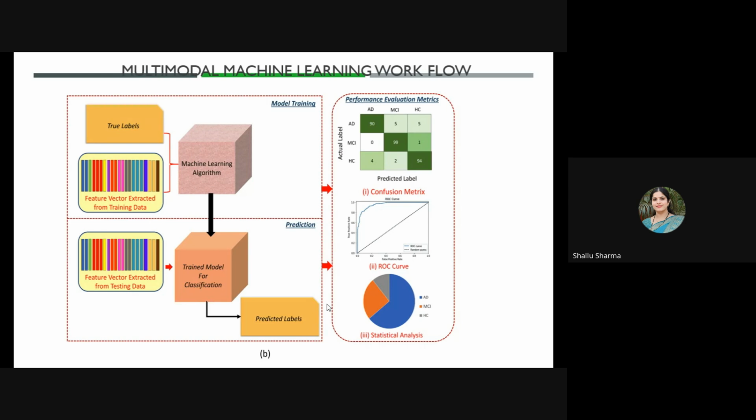The confusion matrix is basically a matrix that gives information about how many samples are truly classified and how many samples are misclassified. So this is a matrix which gives you information related to accuracy, precision, sensitivity, and F1 score, the information related to the performance of the developed machine learning model.